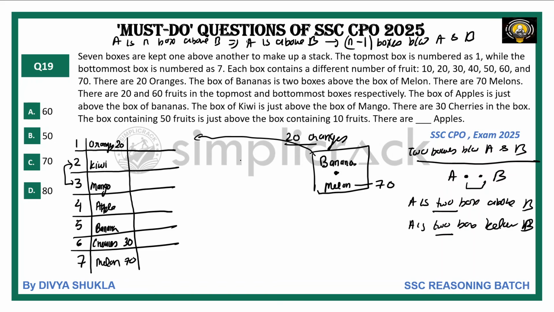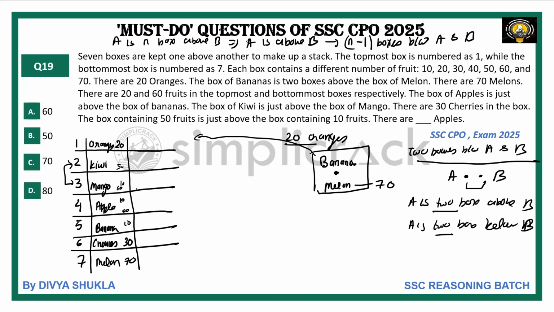Okay, the box containing 50 fruits is just above the box containing 10 fruits. Is there any other number left? 30 cherries done. Okay, 50 is kept just above 10. So if I'm keeping 50 just above 10, I have some possibilities: I can keep 50 here and 10 here, similarly 50 here, 10 here, 50 here, 10 here. We need some additional cases so that we can put it up.